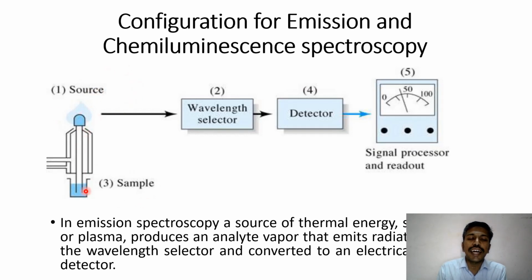The light from the sample will be given to the wavelength selector. The wavelength selector selects a particular wavelength from the sample, and that particular signal will be detected by the photo detector. The photo detector will give the electrical signal to signal processing and readout. So here there will be no separate light source for this method. Here the sample acts as a light source.